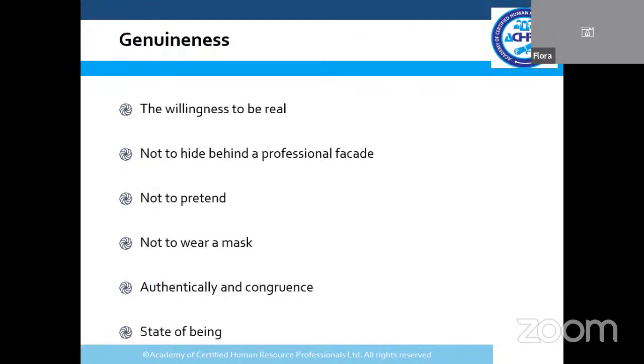The other core condition which we need to possess is genuineness. Are we genuine? And this is why we say the real you. At times we like pretending. We like wearing the masks. We like using the facades. And we usually say that when a client comes to you, or maybe you are a supervisor and you have people who are working under you.